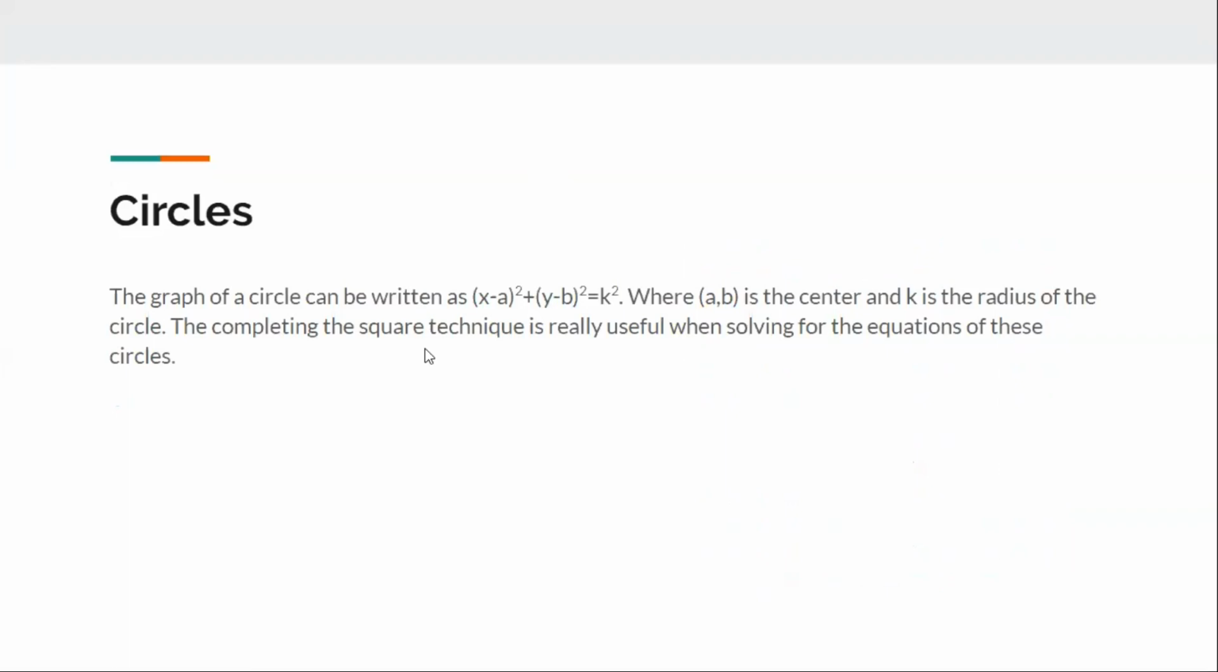The graph of a circle can be written as x minus a squared plus y minus b squared is equal to k squared, where a comma b is the center and k is the radius of the circle. And the radius has to be positive, so k is positive. The completing the square technique is really useful when solving for the equations of these circles.